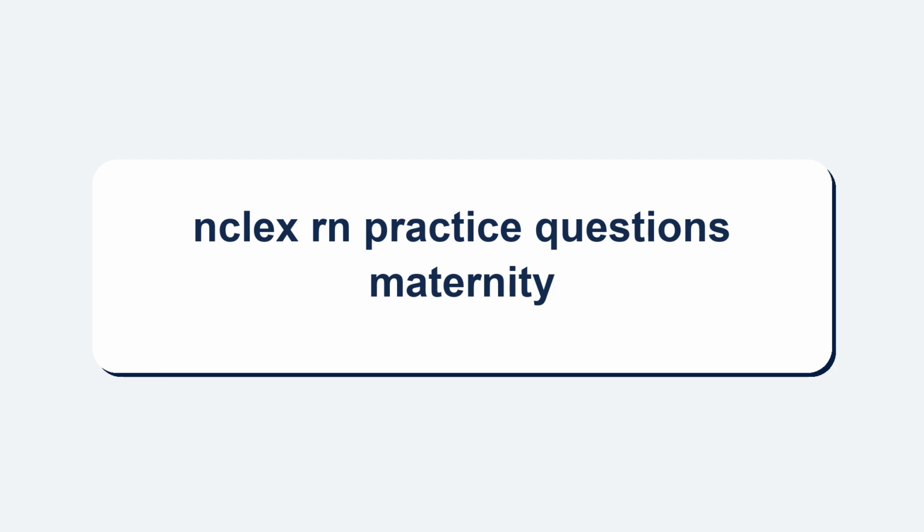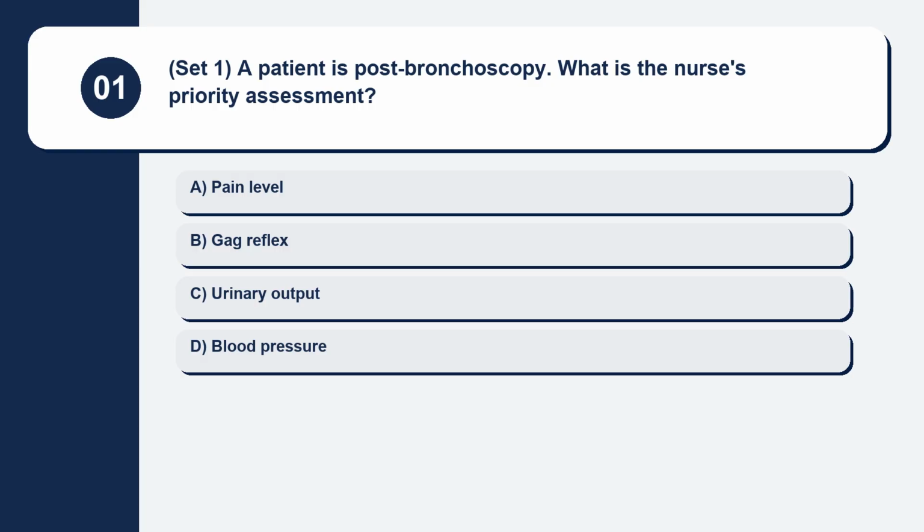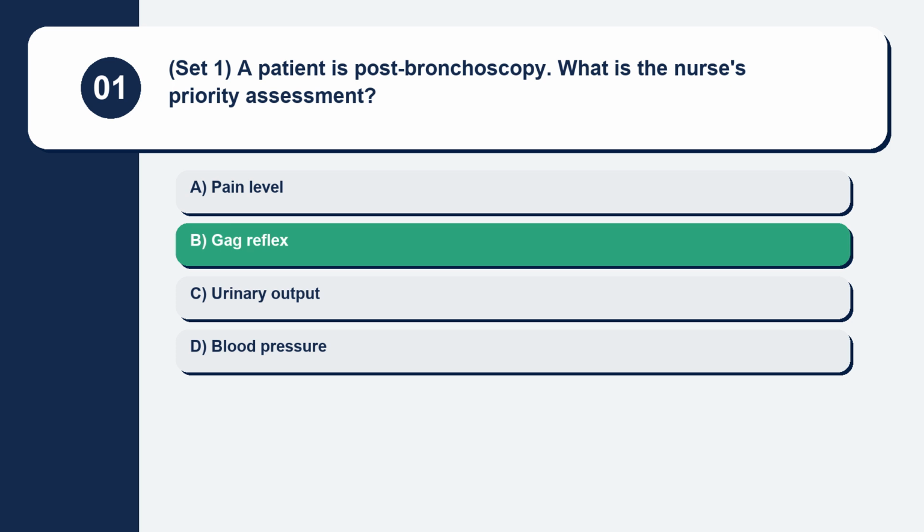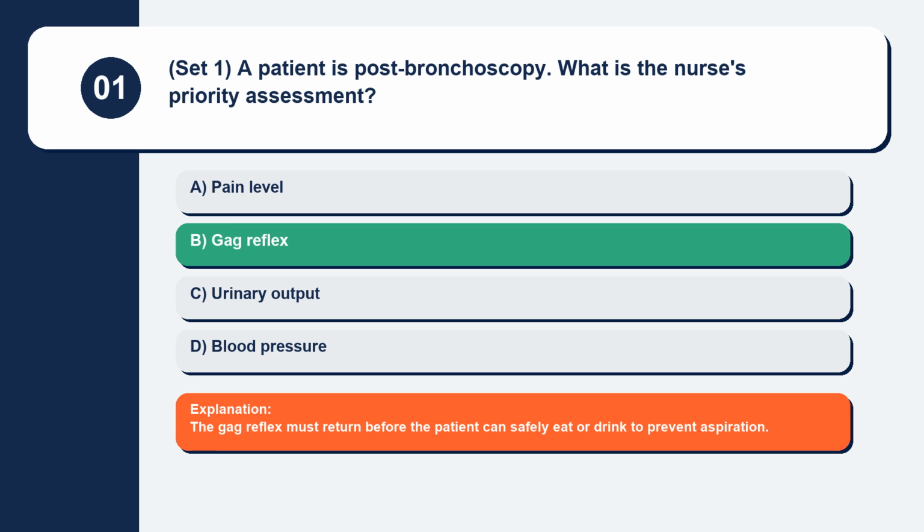NCLEX RN Practice Questions Maternity. Question 1. Set 1. A patient is post-bronchoscopy. What is the nurse's priority assessment? Pain level, gag reflex, urinary output, blood pressure. The gag reflex must return before the patient can safely eat or drink to prevent aspiration.